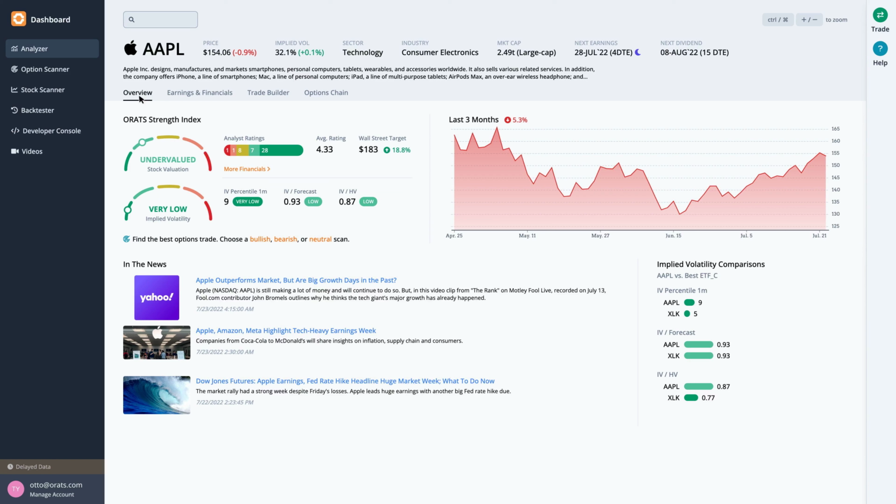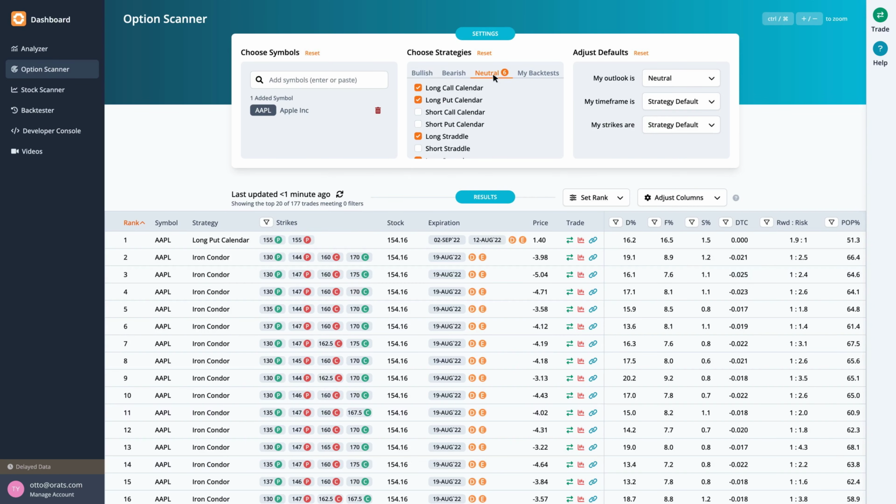Returning to the Overview tab, we can quickly run a scan to find the best option trades. Since earnings are right around the corner, we scan for neutral strategies. Then filter the scan results by S%, or smoothed edge, by setting it between negative and positive 3%. This helps narrow the results to trades that are fairly priced.